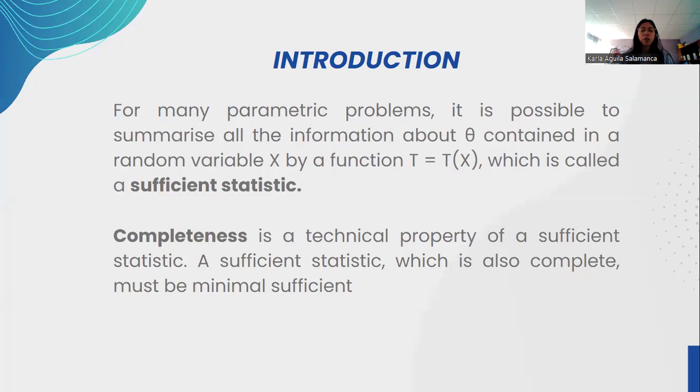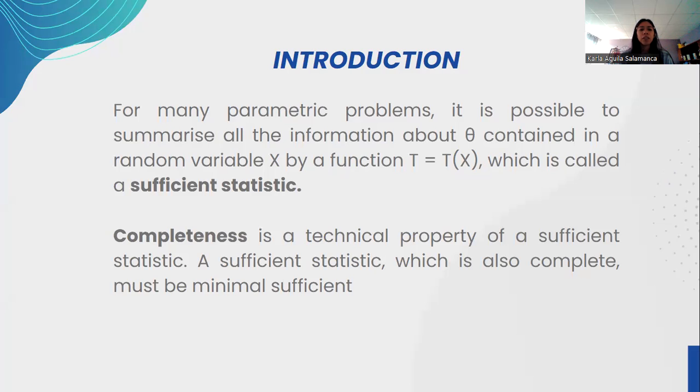To start, I'm going to give a little introduction. For many parametric problems, it is possible to summarize all the information about data contained in a random variable X by a function T equal to T of X, which is called a sufficient statistic. This is the definition of a sufficient statistic.